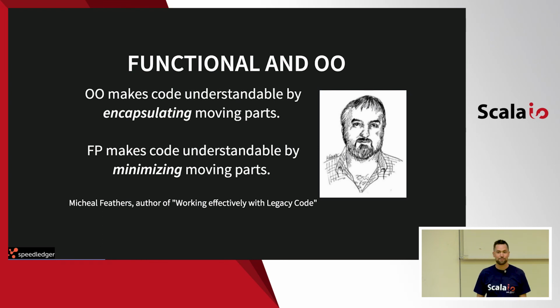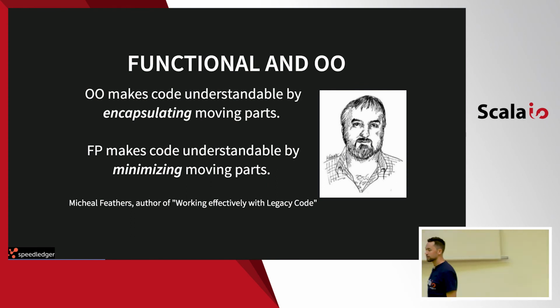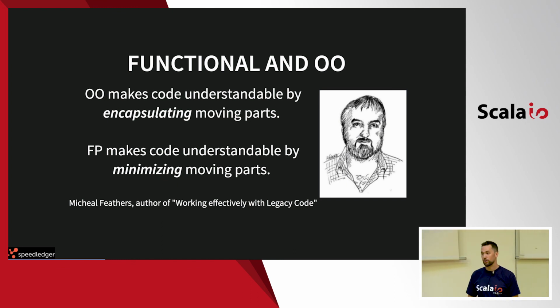Does anyone recognize Michael Feathers? He wrote in his book, Working Effectively with Legacy Code, that OO, object orientation, makes the code understandable by encapsulating moving parts, and functional programming makes code understandable by minimizing moving parts. Scala is a multi-paradigm language, so you get both object orientation and functional programming, which means that you can minimize the moving parts, and the parts that you still have are easy to encapsulate, because you can still use object orientation in Scala.